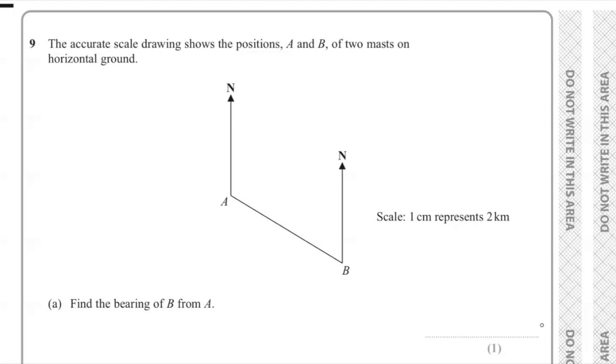Okay, part A is asking us to find the bearing of B from A. So the bearing that you would need to be on to get to B if you are at A. I always use that word "from", and then whatever they give you next is the angle you are going to be measuring. So we need to measure this angle here.